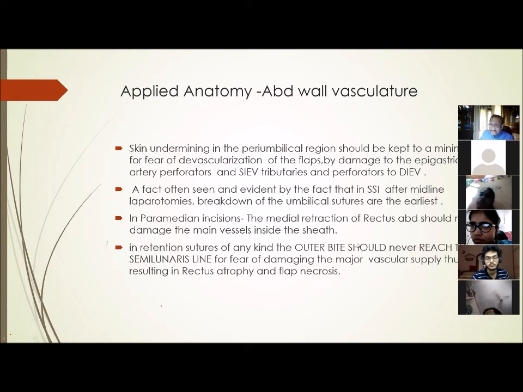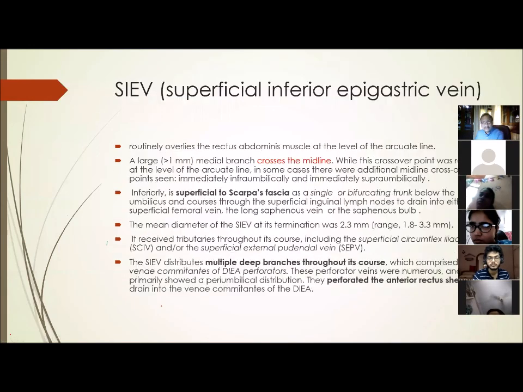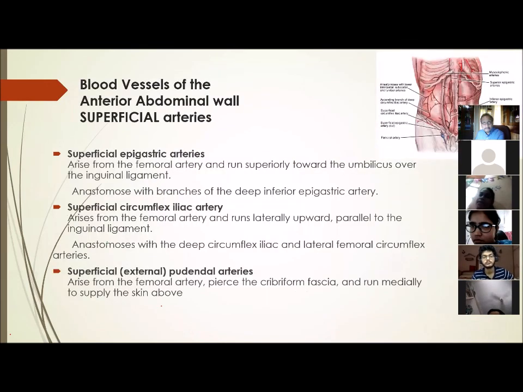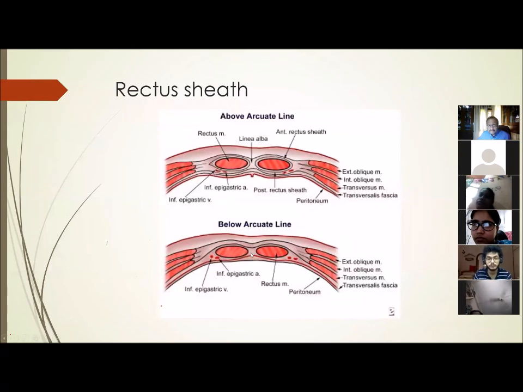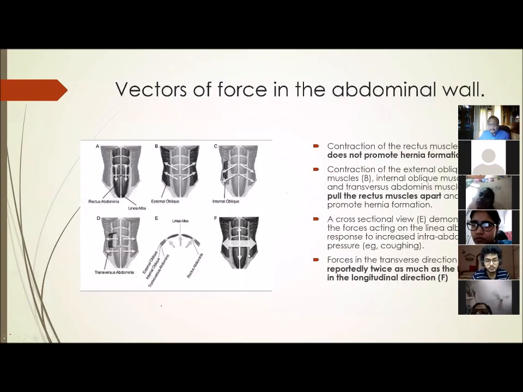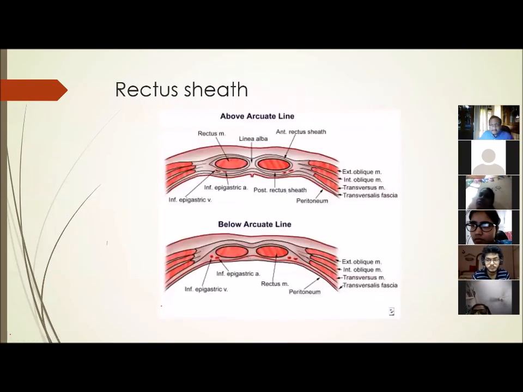So, retention sutures of any kind, the outer bite should never reach beyond the semilunaris line. Why? Again, the same figure. Let's come back to that for just a short while. Now, you have suture. Suppose you have cut this out, you have suture out here. No problem. Very good, I've done it. I'm happy. Now, I feel that this is going to break down. Why? The whole of the abdomen is tense like a football. Now, I'm not very happy with the suturing. I say, let me apply something else.